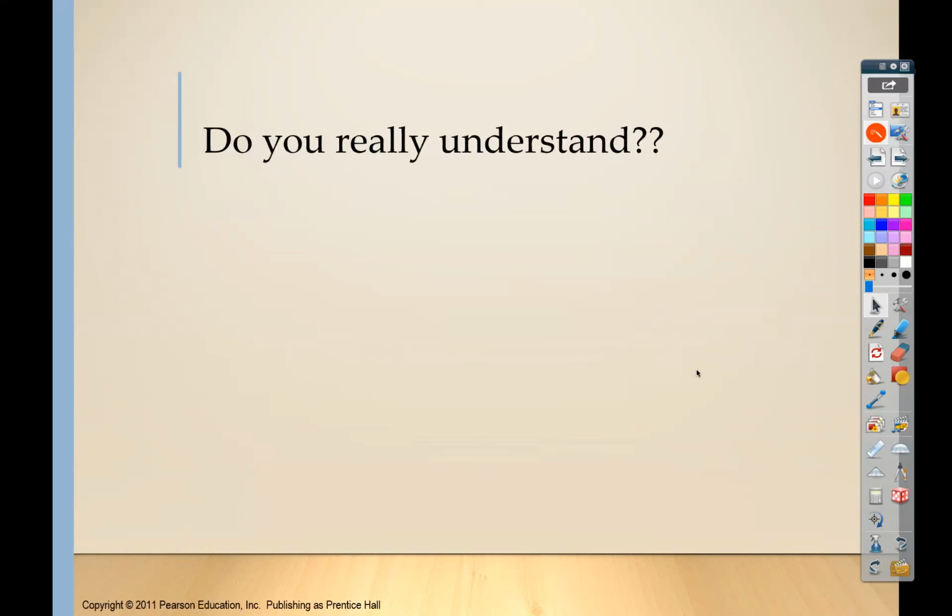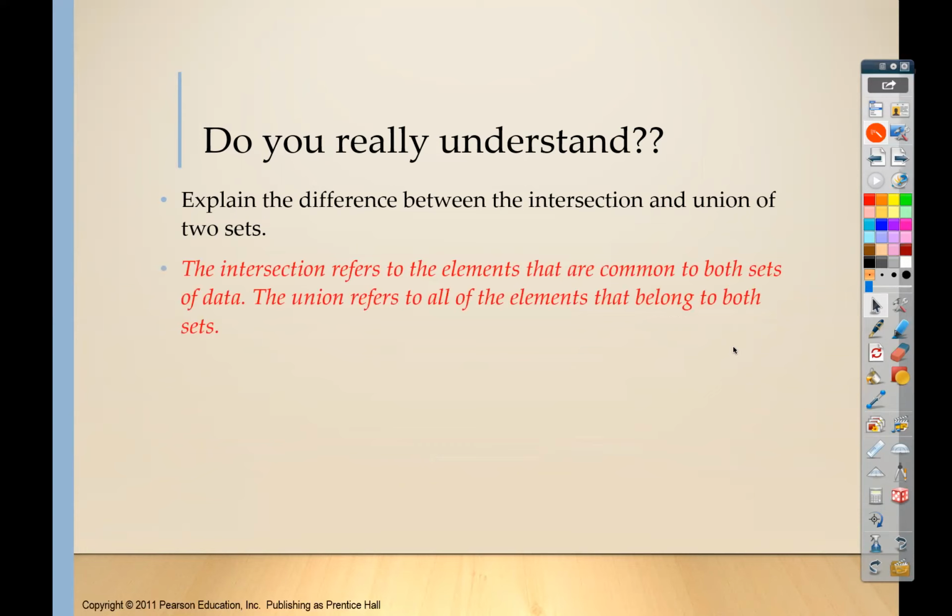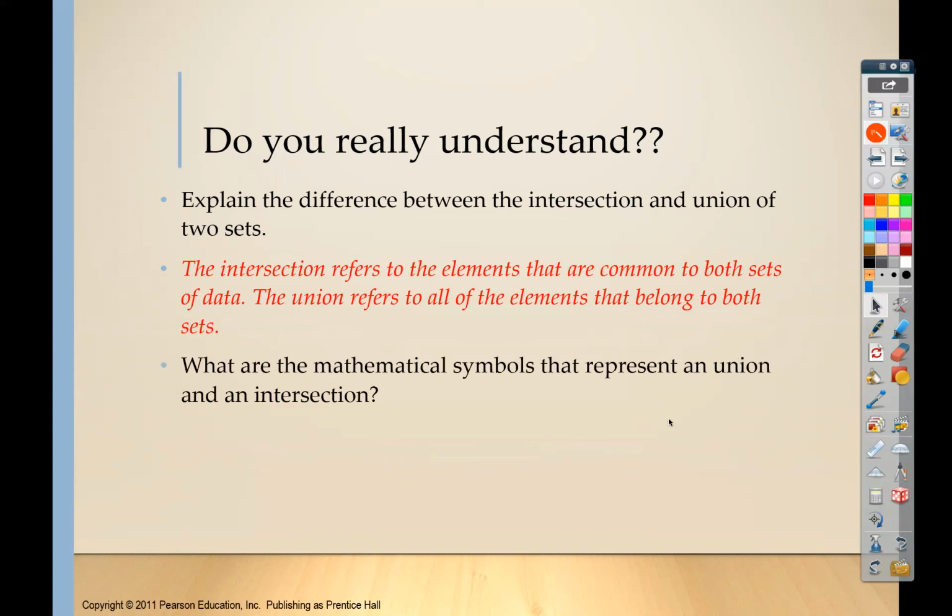But do you really understand? So explain the difference between the intersection and the union of two sets. The intersection refers to the elements that are common to both. The union refers to all the elements that belong to either set. What are the mathematical symbols that represent a union and an intersection? Union's easy because it looks like a U. Intersection is the opposite.